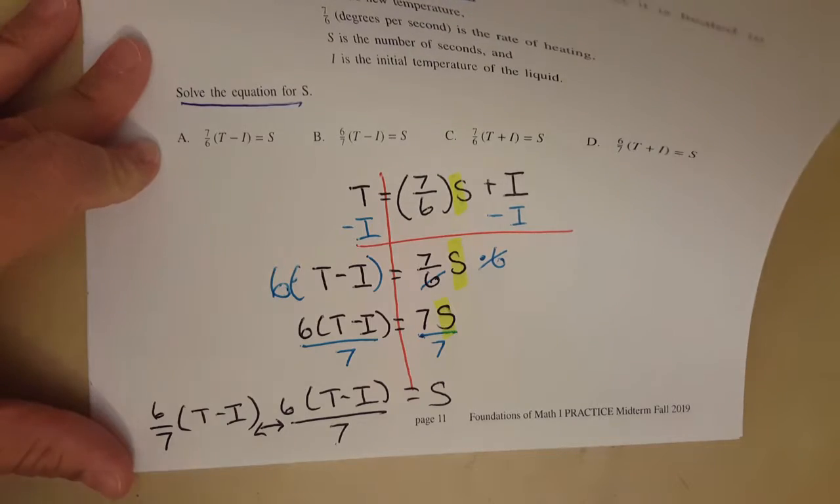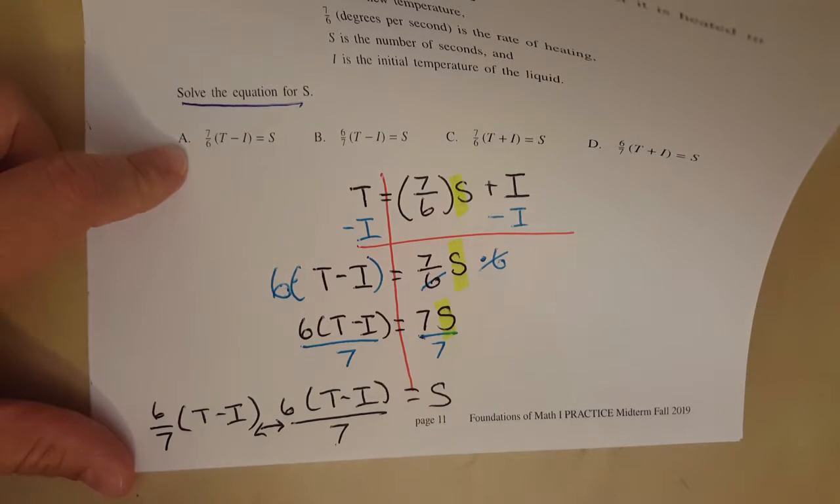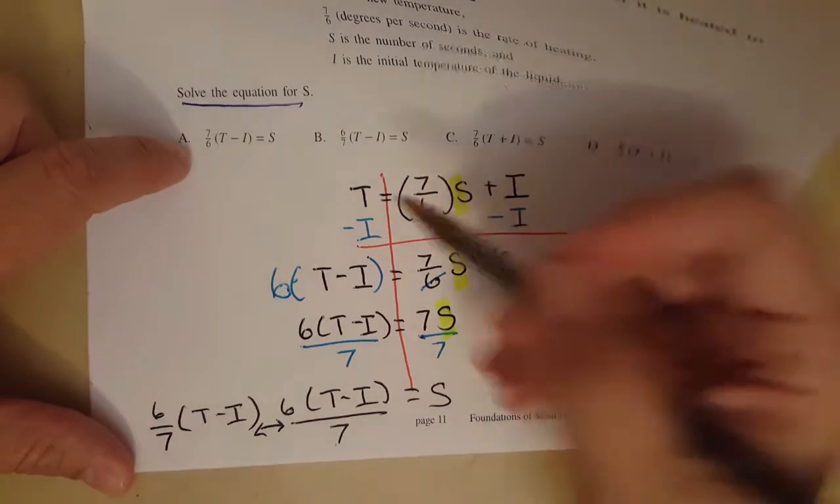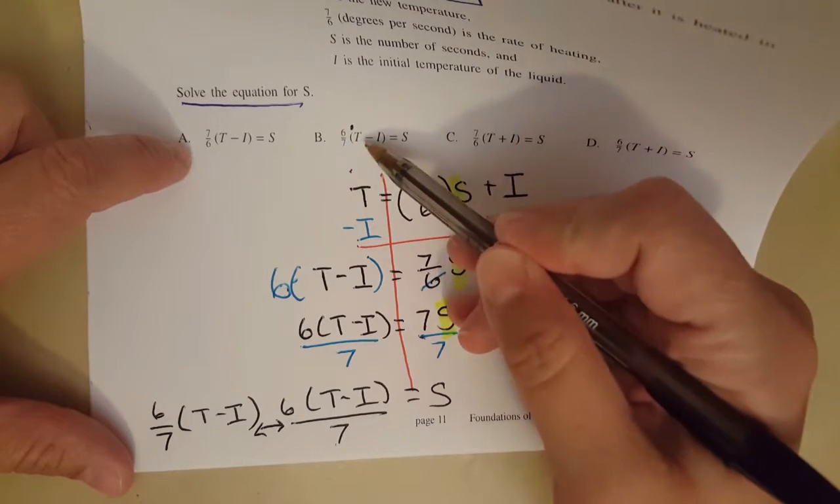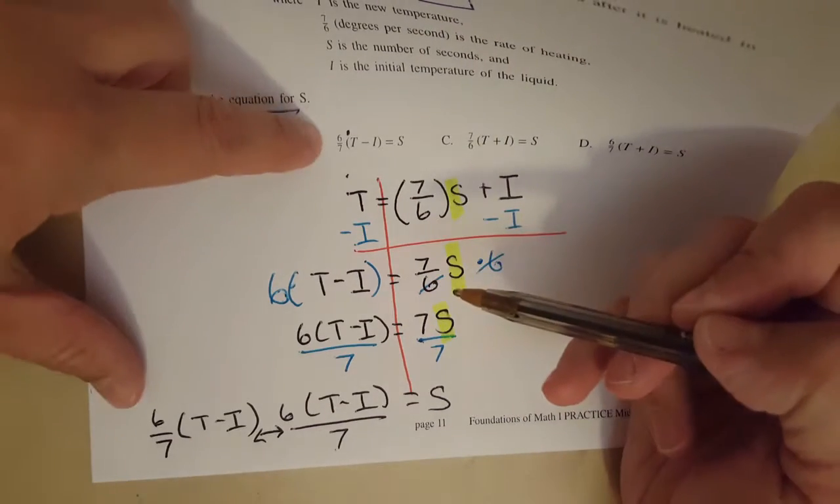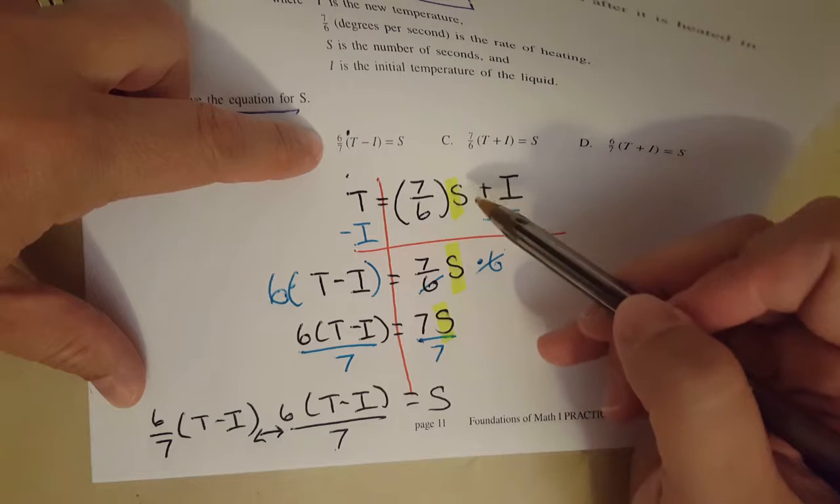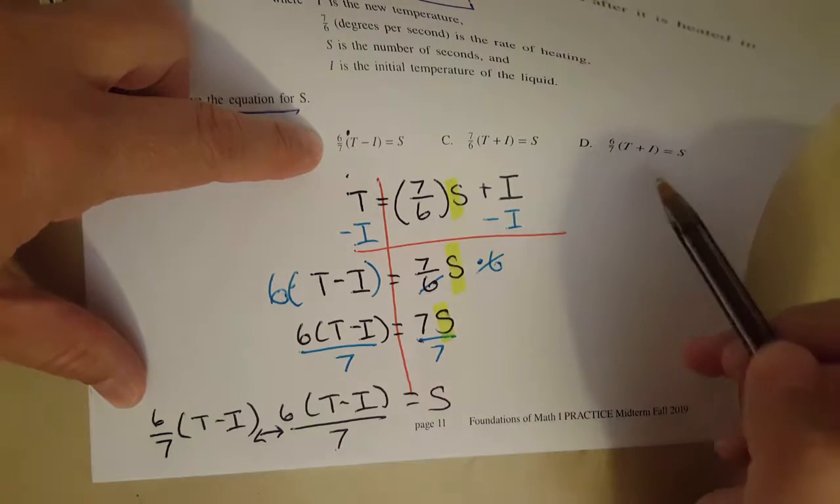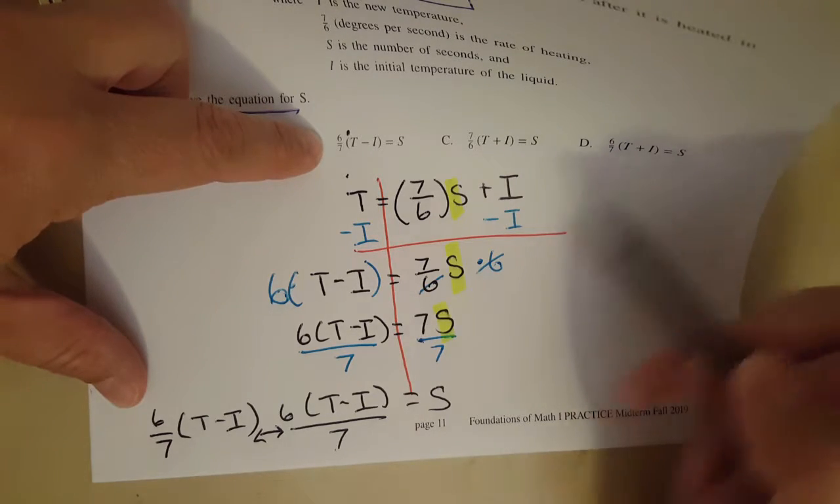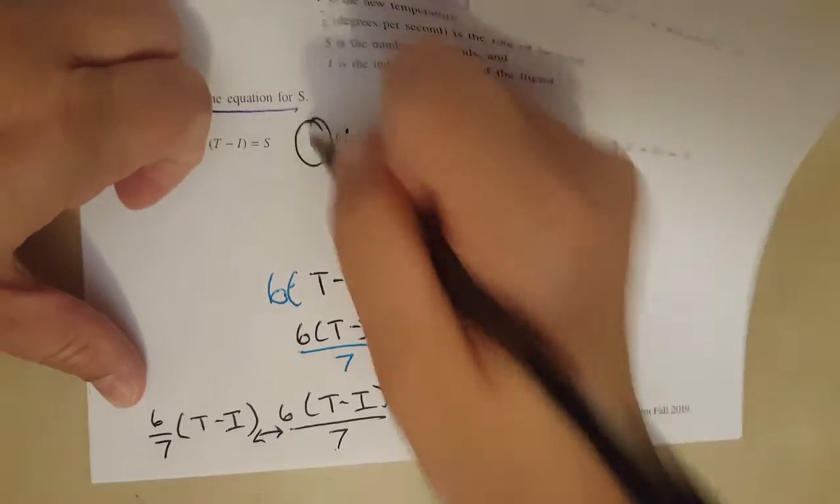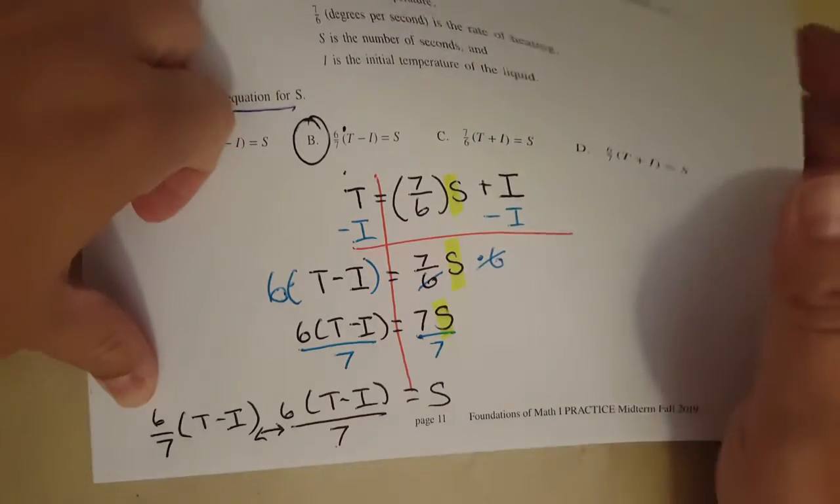So notice in answer choice A that has 7 over 6. That's not right. Answer choice B has 6 over 7 times T minus I equals S. That looks right. C has 7 over 6 again. That's not right. And D has T plus I, but we got T minus I. So our correct answer there is going to be answer choice B.